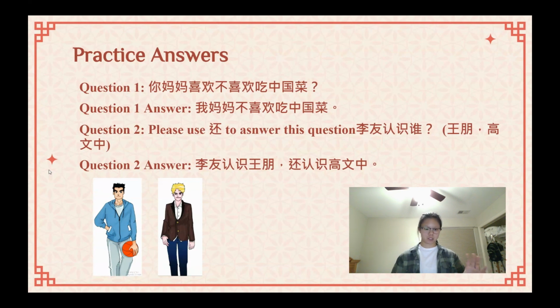So again, you can say 我妈妈喜欢吃 or 我妈妈不喜欢吃. Both are just fine, but it has to be 喜欢 or 不喜欢.